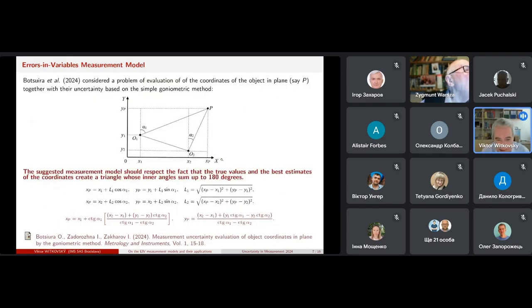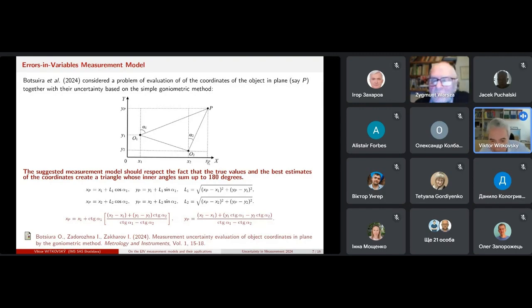I would like to start with a simple example which I found in a currently published paper in Metrology and Instruments by authors Bochkarev, Zadorozhna, and Zakharov, and they are considering measurement uncertainty evaluation of object coordinates in a plane by the goniometric method. In this example, the authors consider that they want to identify the position of the point P.